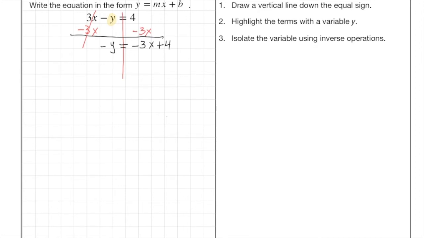Now, we're going to make sure that that variable is still highlighted. We're trying to leave the y by itself, but right now we see that we have a negative sign right here. So we need to get rid of that negative sign, because if you read y equals mx plus b, there's nothing in front of that y. So to be able to do that, I'm going to divide both sides by negative 1.